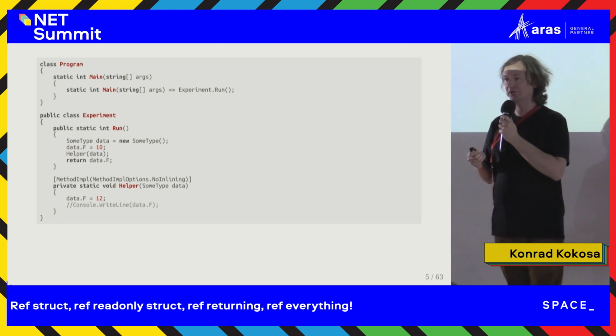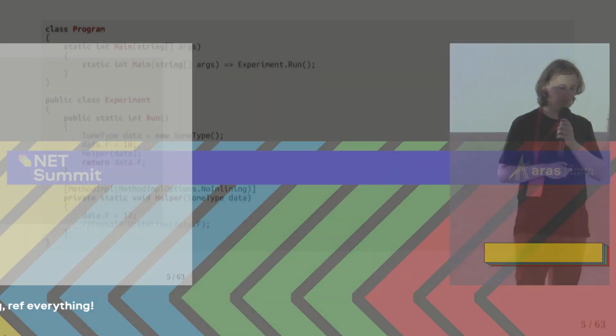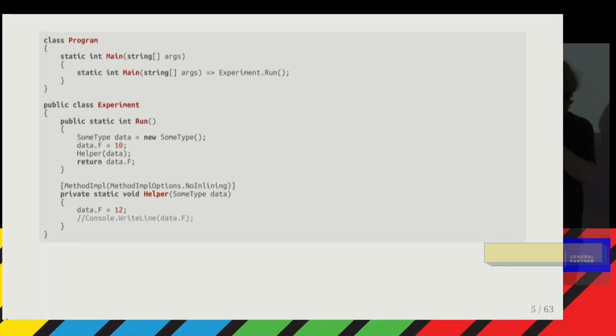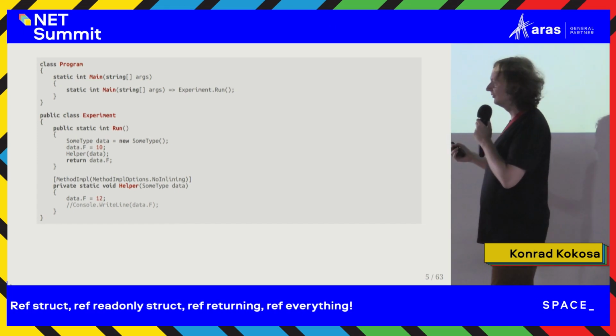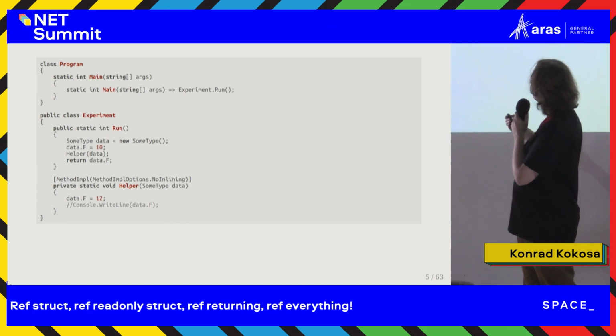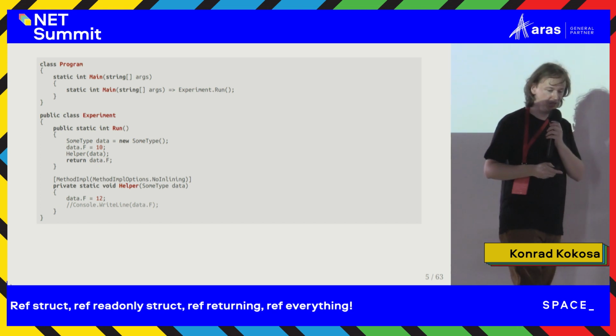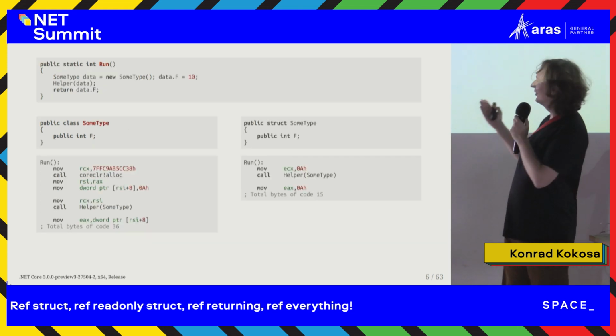So, for example, let's say we have such a simple experiment. We have a program which has a main method. It has a run method, and we pass to a helper method which takes some argument, which is some type. We don't know whether it is a class or struct. It is some kind of type, and we are accessing one field inside. And, yes, there is assembler here.